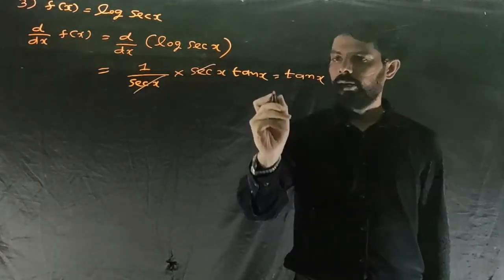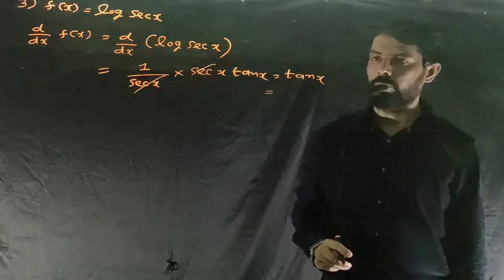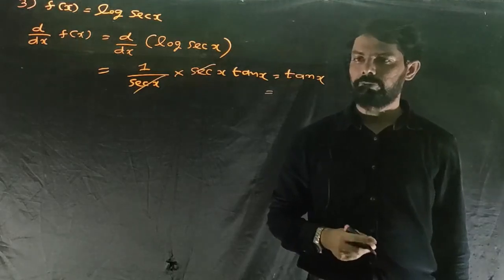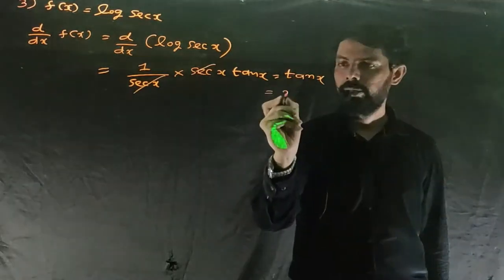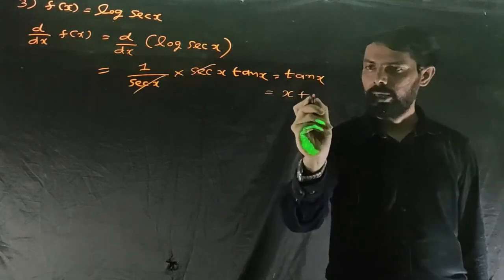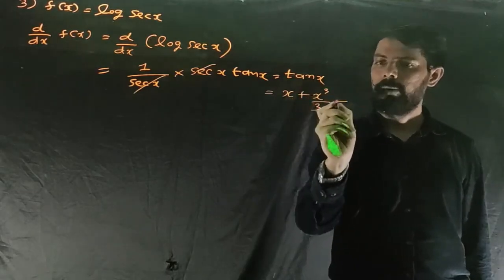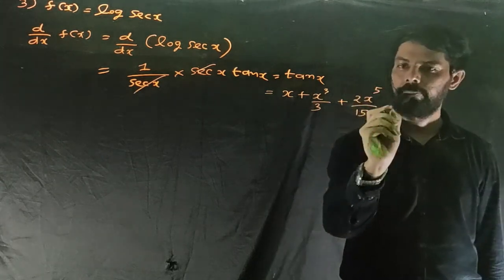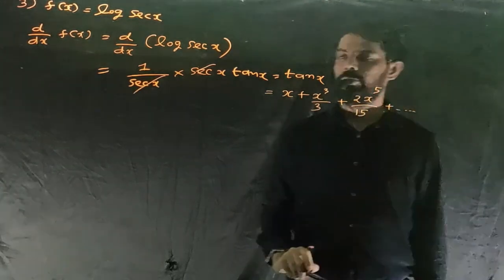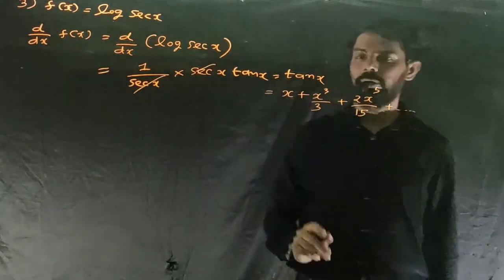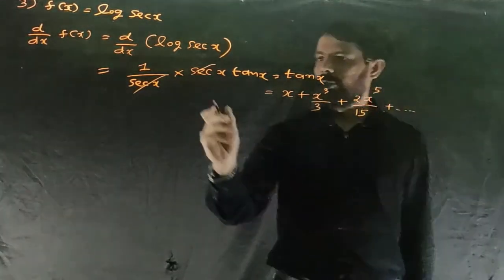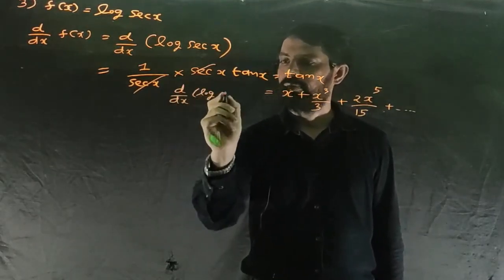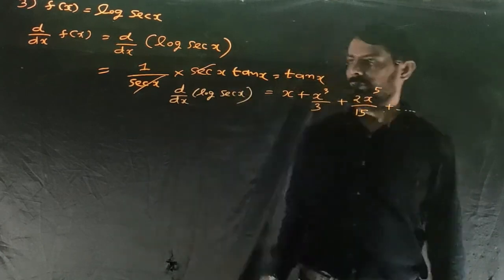Now, as we know, the Maclaurin series for tan x we have already obtained. The Maclaurin series for tan x is given by x plus x cube by 3 plus 2x raised to 5 divided by 15 plus so on. So this is the Maclaurin series for tan x, and this is what d by dx of log sec x equals.